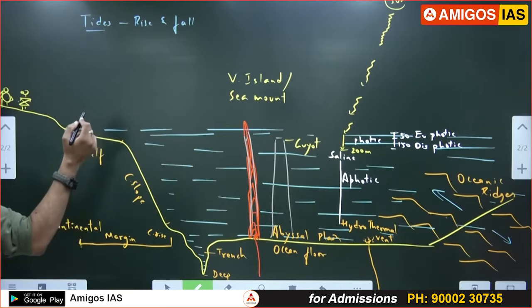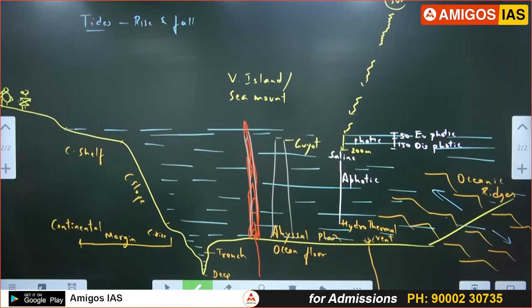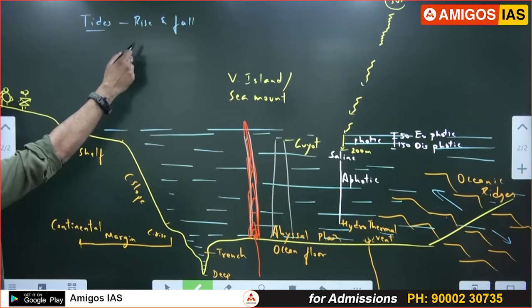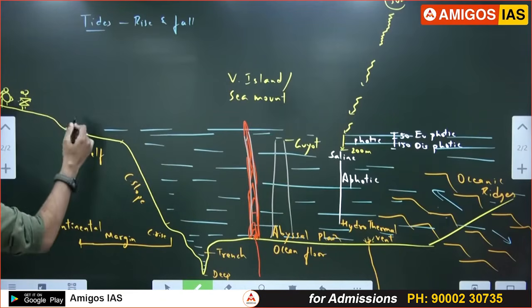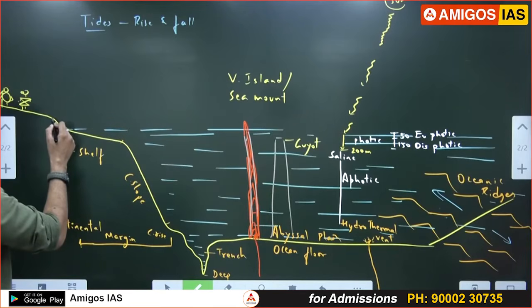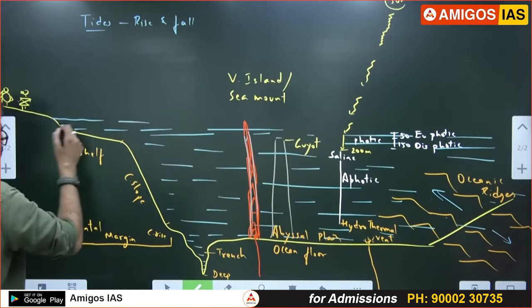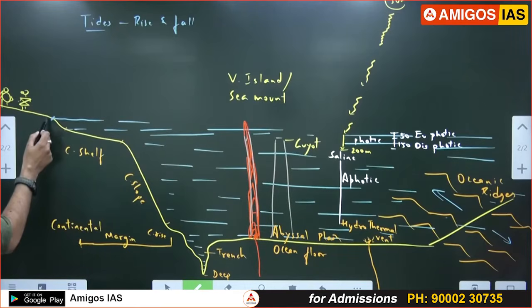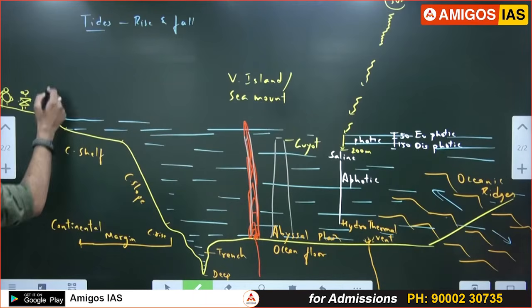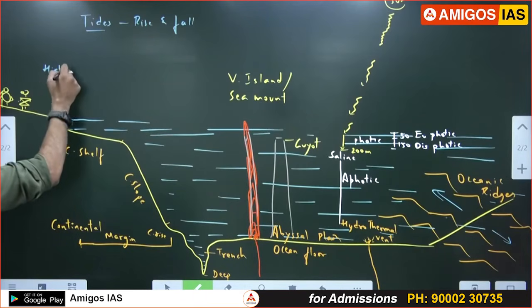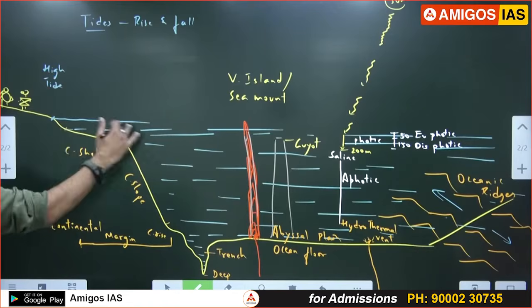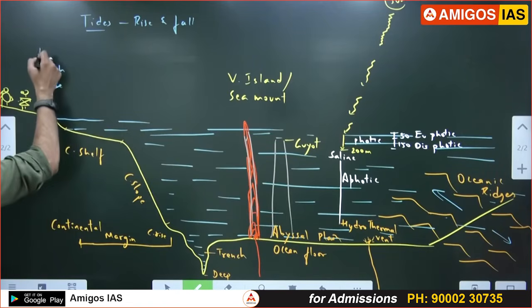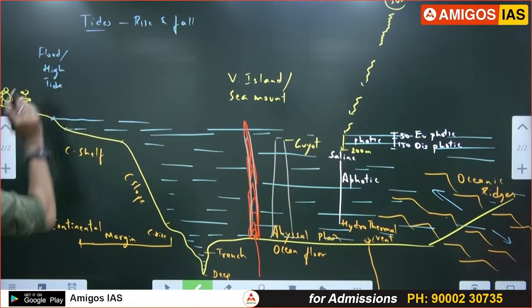All of you pay attention. Eyes on the board, please. Notice this. Due to the gravitational pull of sun and moon, the water level will increase. So most of this coast will get submerged, up to here. Because of the rise in water, this part will get submerged. So this is called high tide. High tide, this part gets flooded. It is also called flood tide. Remember, because the coast gets flooded during high tide.